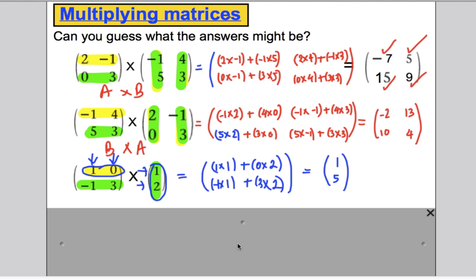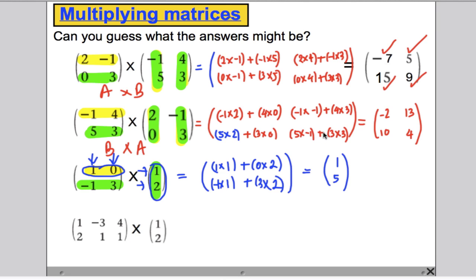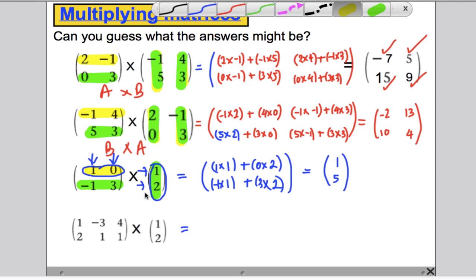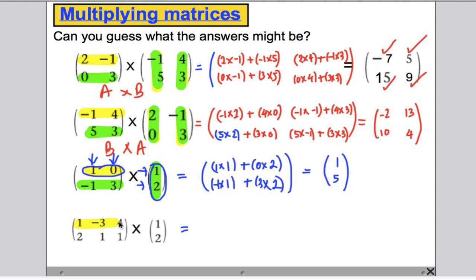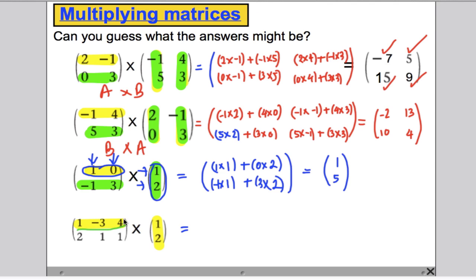Okay, why don't we finish off with you having a go at this one here. Well, can you do this one? Well, actually, no, I put that one in on purpose. This one's not doable because you have to take all the elements of the row and multiply it by the elements of the column. But I've got 3 elements here and I've only got 2 elements here. So I don't have an element down here to multiply by the 4. So I can't do this one.